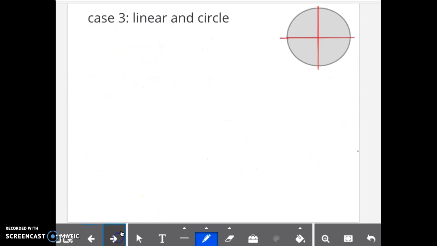Now the third case is when a line intersects a circle. When we talk about systems, we have to remember the equations of these two types we are talking about. Linear equation is y equals mx plus b, where m is the slope and b is the y-intercept. The general equation of a circle is like this. The circle's center is denoted by the letters h and k, just like a parabola's vertex.